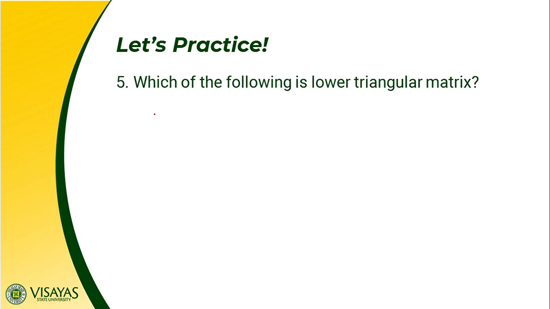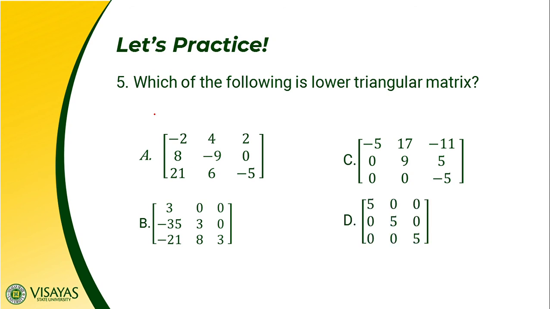We have number 5. Which of the following is a lower triangular matrix? So we have letter A, B, C, D. Again, the idea here for a lower triangular matrix is that the elements below the diagonal are all 0. So we just find on the choices which matrices contain elements below the diagonal equal to 0. So here, this is automatically wrong because the elements are not 0.